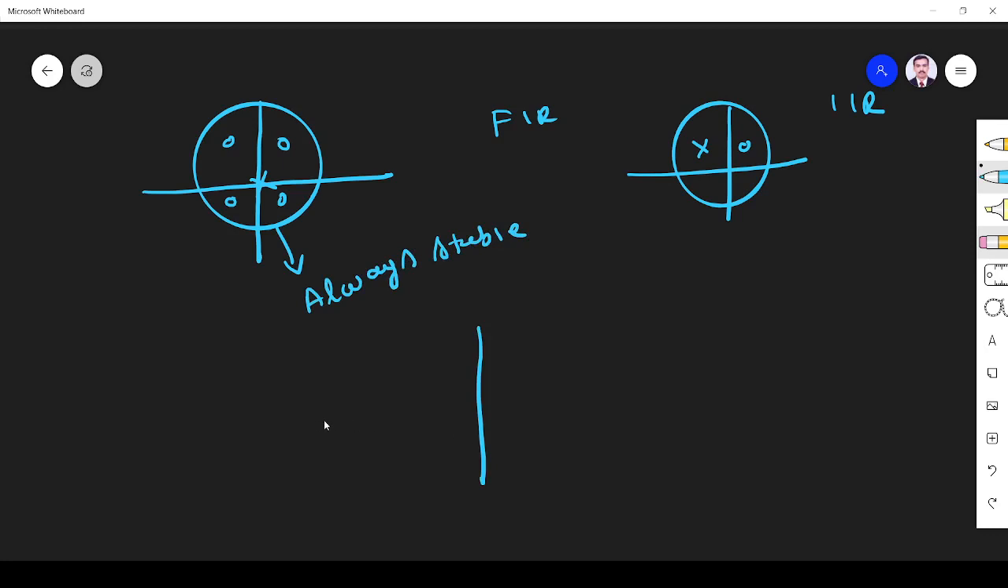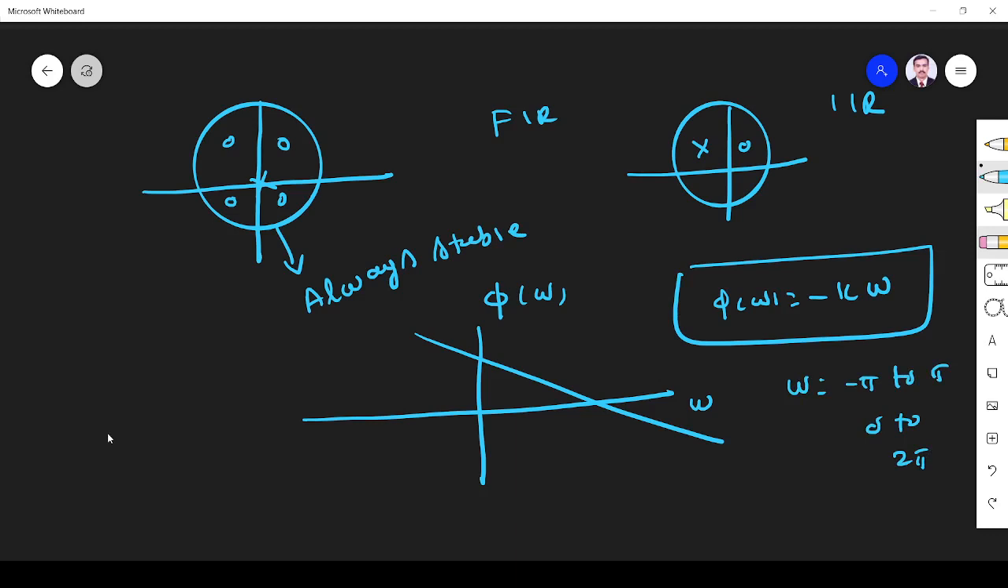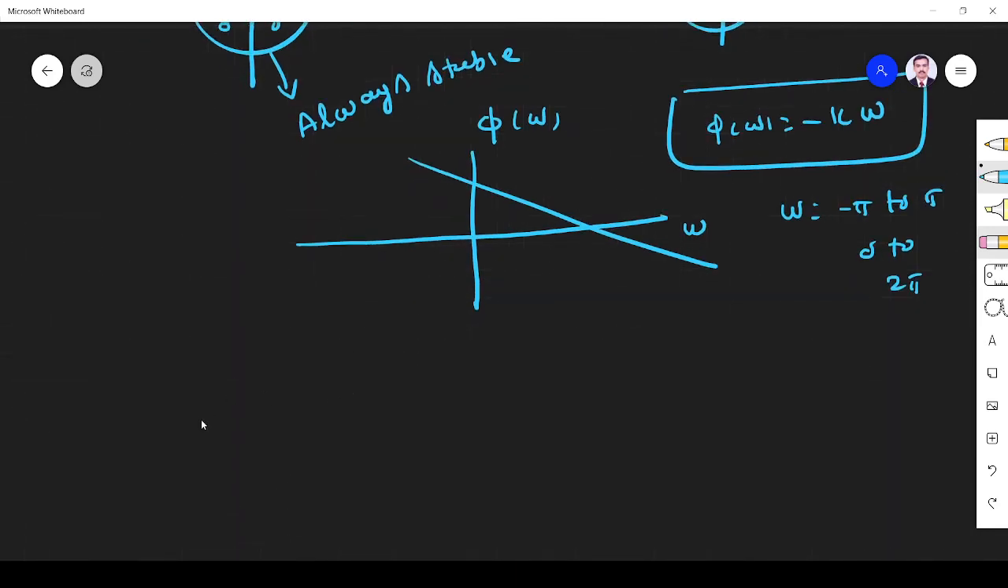Linear phase means phase is a linear function of frequency. In FIR, the phase plot against omega goes like this, a linear function of frequency. So phi of omega is equal to minus k omega, where omega varies from minus pi to plus pi or 0 to 2 pi. This is very important. Ideal filter design is not possible, that we must know, because an ideal filter is non-causal and unstable.